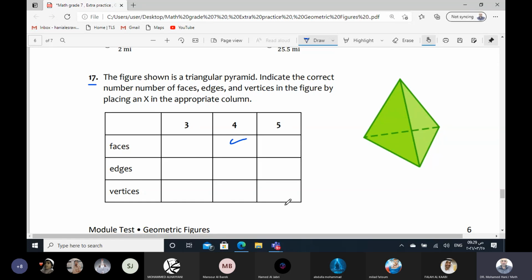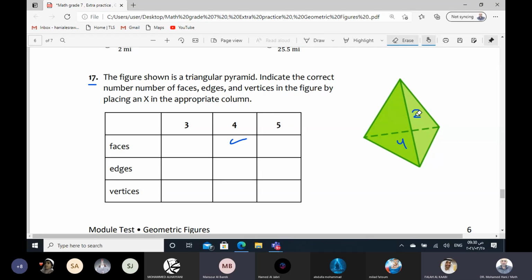How many edges? 5 edges. Okay. Somebody asked me how 4 faces. This is the first face, the second face, we have the third face at the back, and here the base down. So how many faces? 1, 2, 3, 4. So we choose 4.